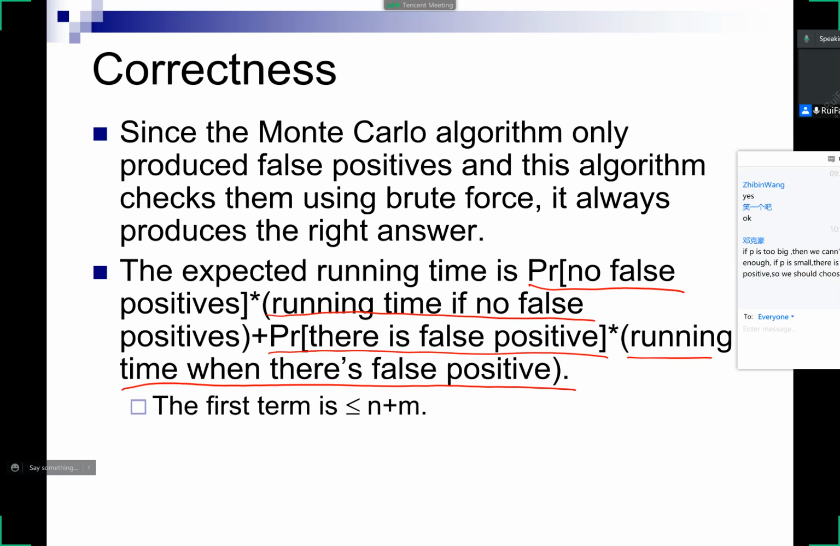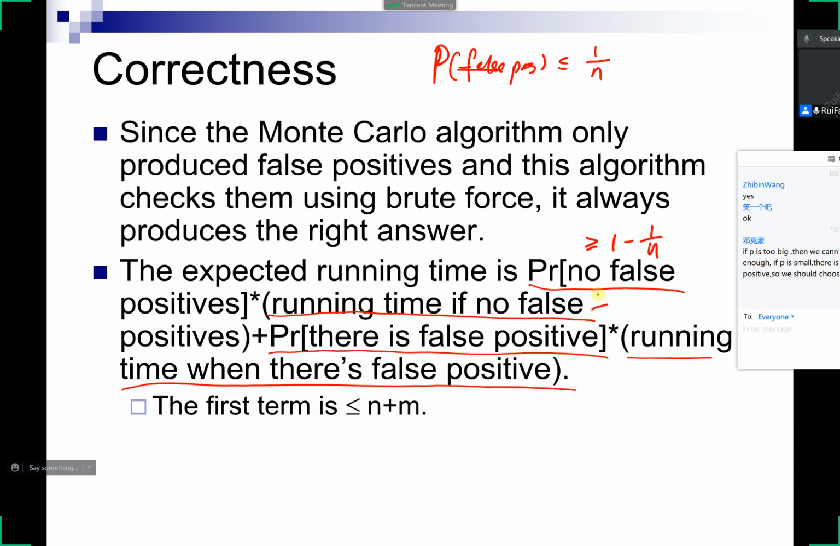Now, the probability that you do not have false positives. What we showed is that the probability of a false positive is going to be at most 1 divided by n. That's what we proved earlier. So the probability that you do not have a false positive is at least 1 minus 1 over n.